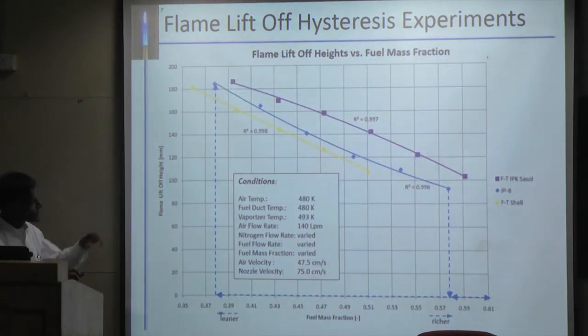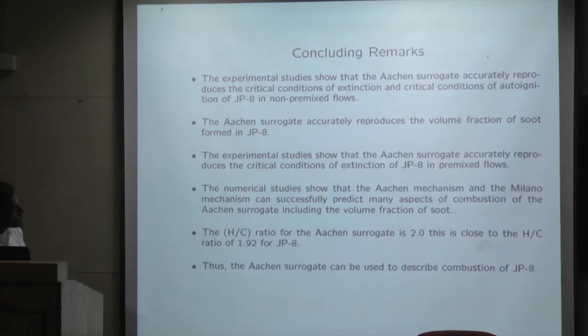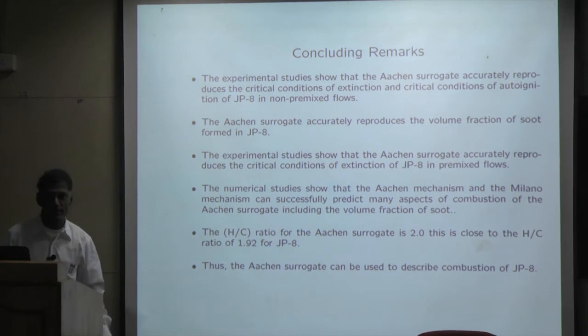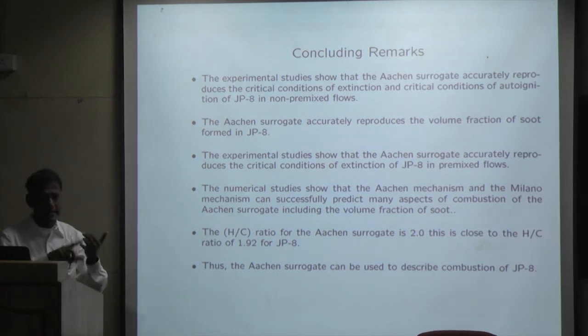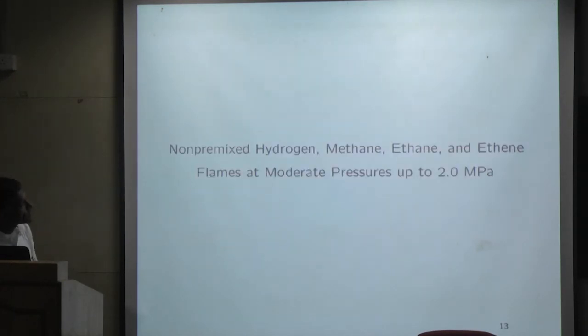And these are some summaries of the liftoff height, flame height and hysteresis. I'm going to go real fast because I want to show you a lot of other things. So that's the Aachen surrogate. I wanted to tell you how the Aachen surrogate was developed. You can see there are different tests: extinction, autoignition, flame propagation as well as liftoff. And finally, I want to talk about some recent work on high pressure.